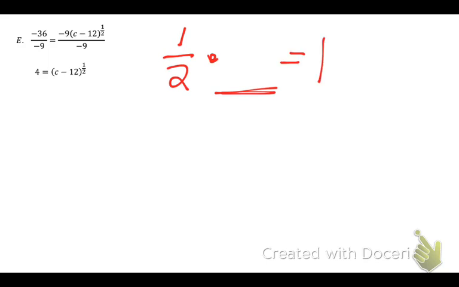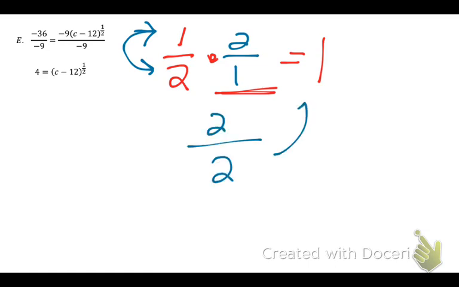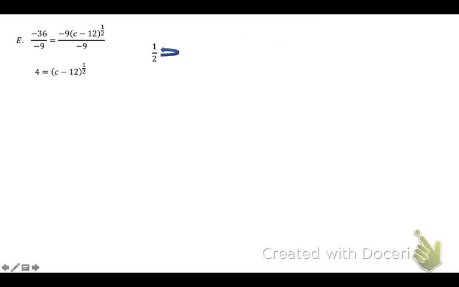If you just flip this right here, let me get a different color. If you just flip this, so 2 over 1, that will give you 2 on top, 2 on bottom, which does equal 1. And 2 over 1 is the same as 2. So I'm just going to raise both sides of this to 2. So that's going to be 16 equals c minus 12. Add the 12, so c equals 28.